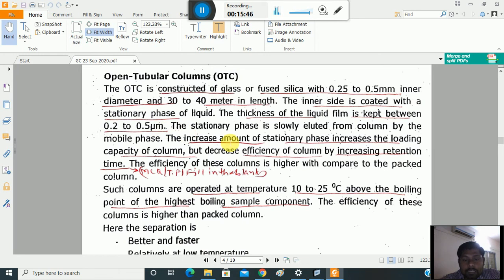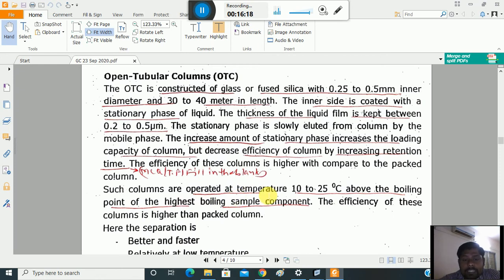Okay, the increased amount of stationary phase increases the loading capacity of the column. That means if you increase the amount of stationary phase coated inside of the column, the loading capacity of the column is also increased. Efficiency of the column is decreased by increasing the retention time. That whole statement is utilized for MCQ, true, false, fill in the blank purposes.